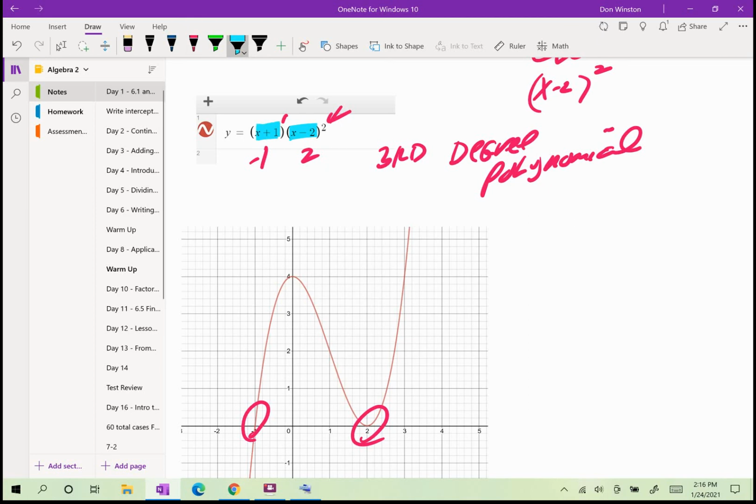So 1 plus 2 gives me 3. It's a third degree polynomial. Notice it has at most 2 bends. 1 bend, 2 bends. Third degree.